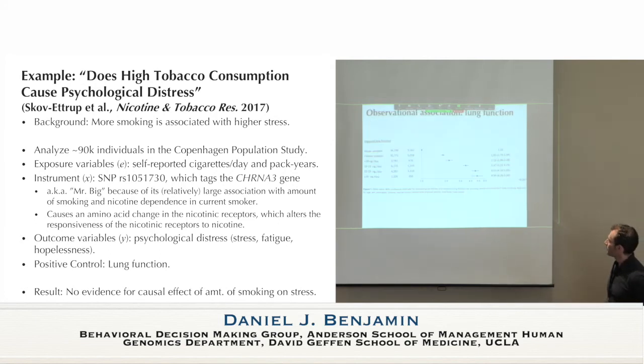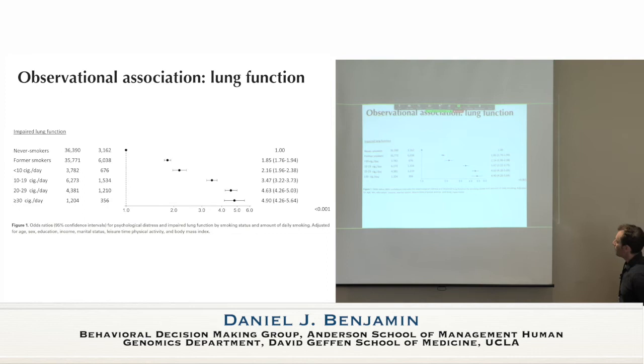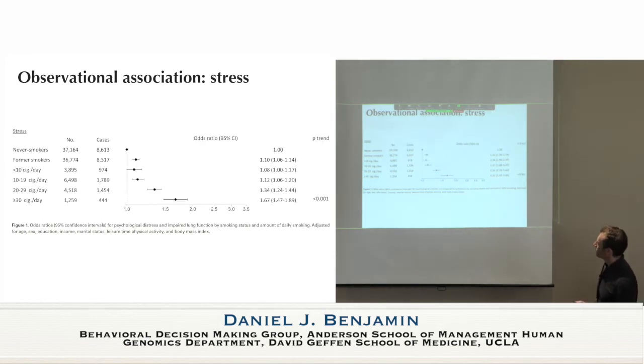So in fact, that's what they find. So here's the observational evidence on lung function. This is showing never smokers, former smokers, and then people who smoke increasing amounts of cigarettes. And this is the relative risk of having problems with lung function. So as you'd expect, more smoking is associated with worse lung function. Here's the observational association with stress. That's what was in the prior literature, that people who smoke more are more likely to experience stress.